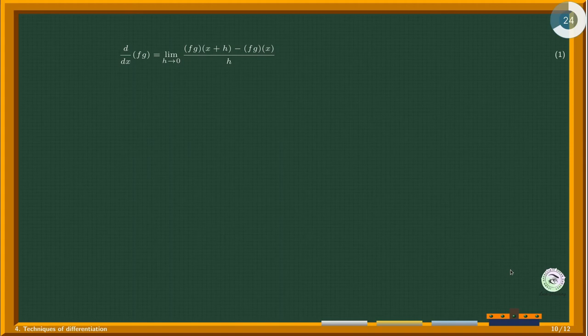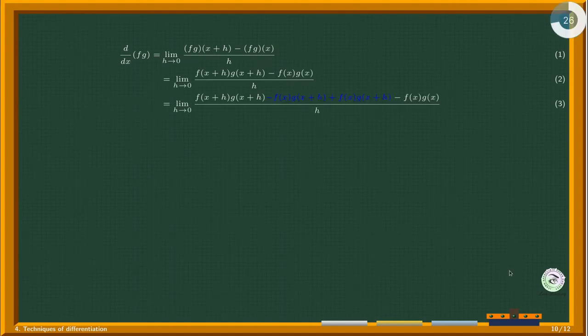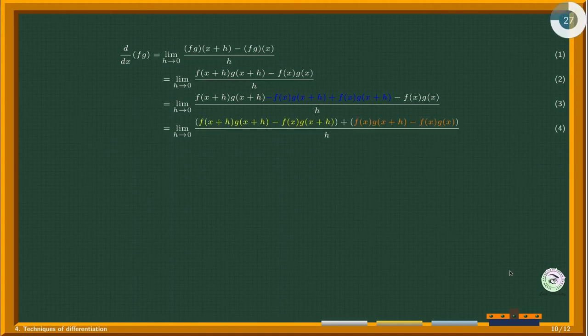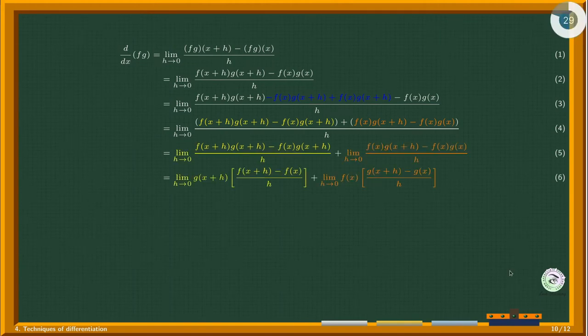Directly from the definition of the derivative, we get 1. The product of two functions is obtained by multiplying the images of the two functions, hence we get 2. We subtract the same term, f of x times g of x plus h. Adding and subtracting the same term will not alter the expression. The associative law allows us to group terms as in 4. The sum rule for limits gives 5. Pulling out common factors gives 6.